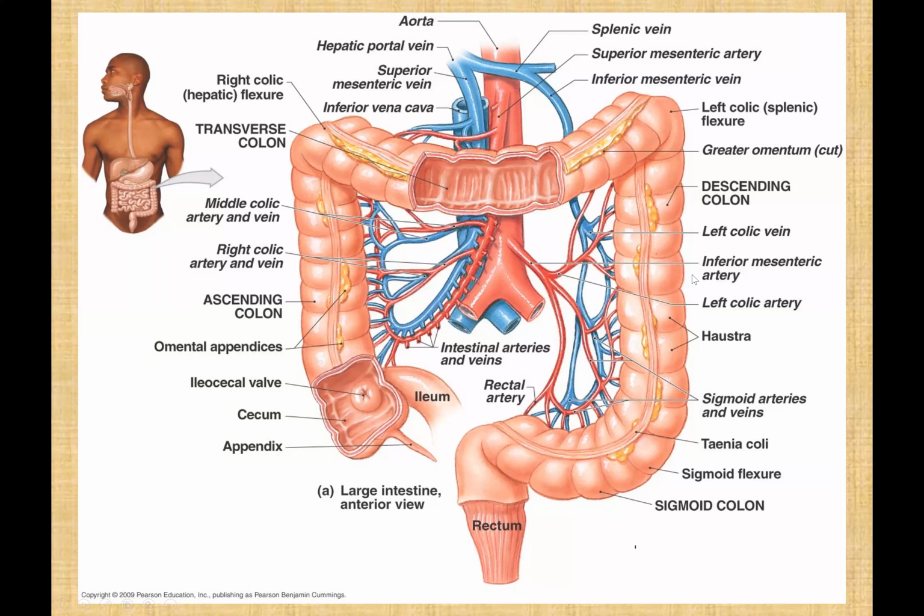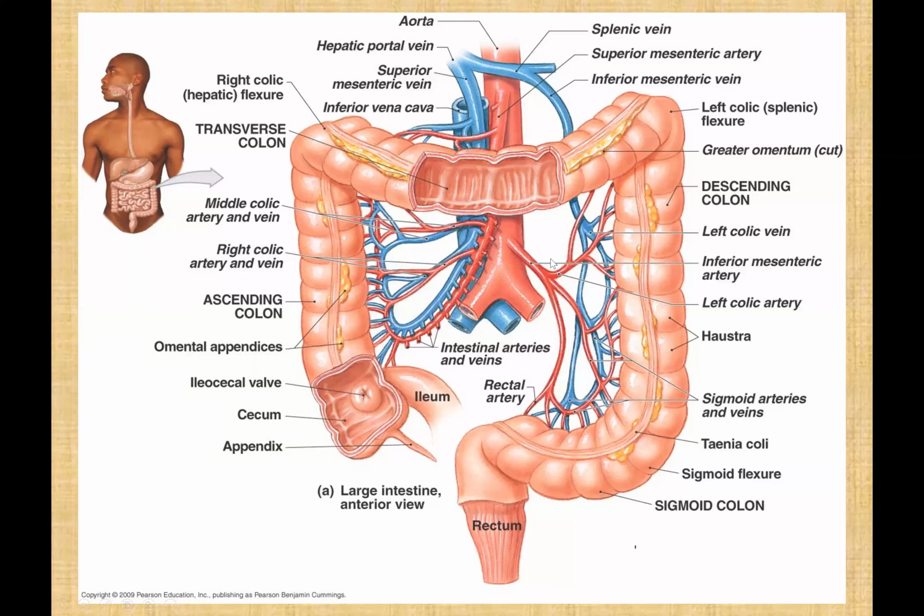And then one thing we also have to know is that you can see how these things are pouched into this kind of sacs. We call them the haustra. And that is how your fecal matter is actually released from the rectum in sections, into bolus sections.